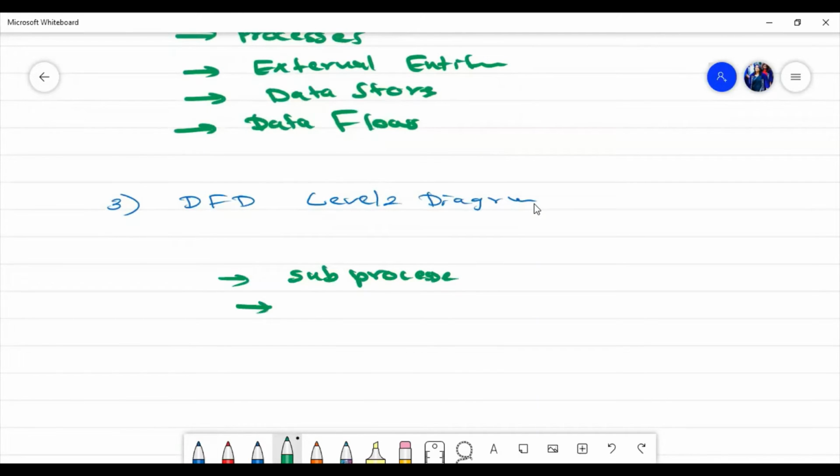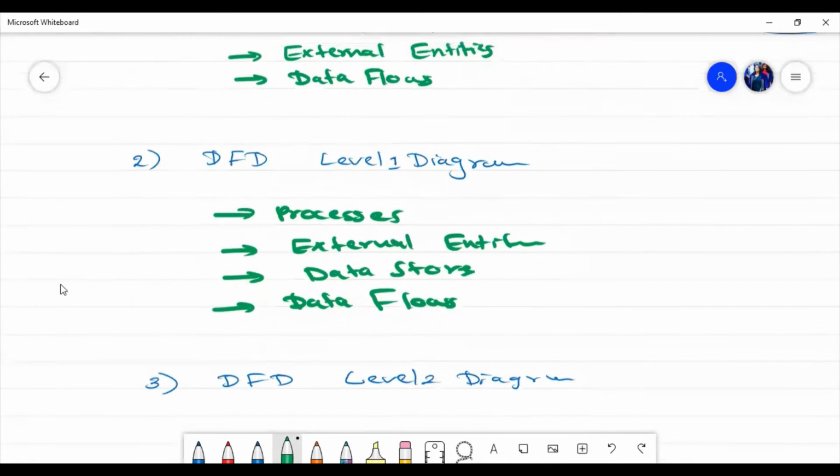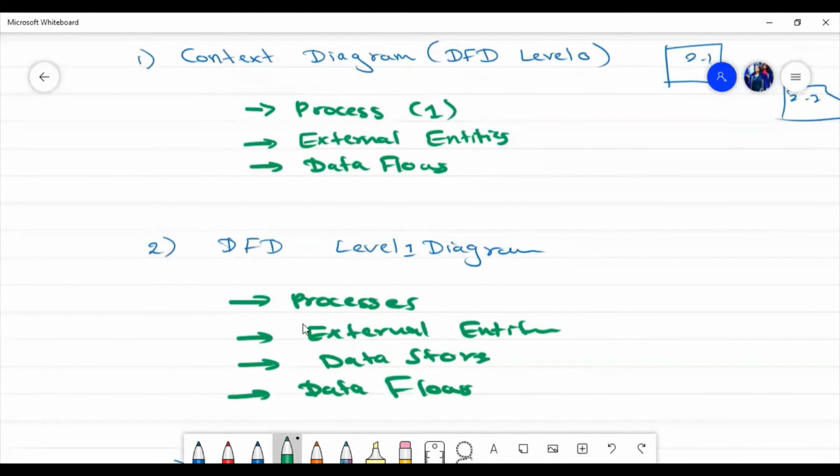And external entities we have, though sometimes some diagrams don't involve external entities. This is optional, right? And data stores and data flows. This is just for your knowledge, right? So that is level 2. In your syllabus, we are going to focus on these 2 diagrams, the context and the level 1 diagram, right? So I hope it is clear up to this position.